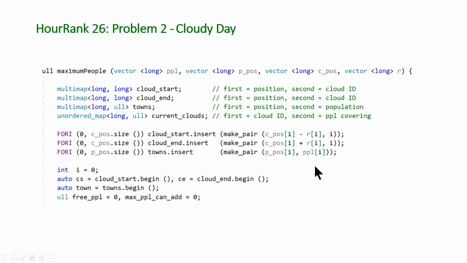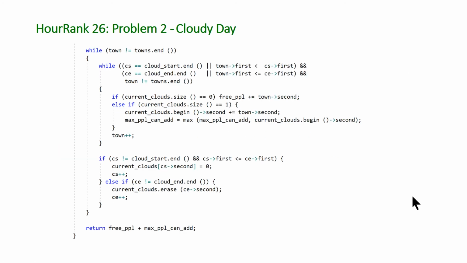And the next, or the final 4 lines on this view are just the initializations of our variables that we are going to be using in our algorithm. As you can see, free people, max people you can add, and some iterators so that we can move through our multi-maps.